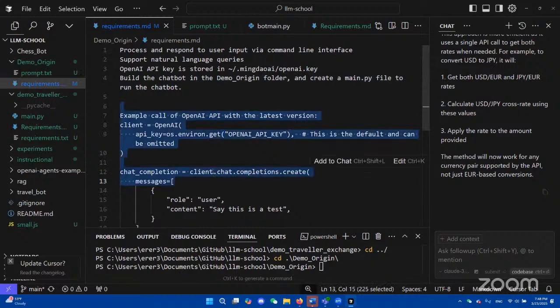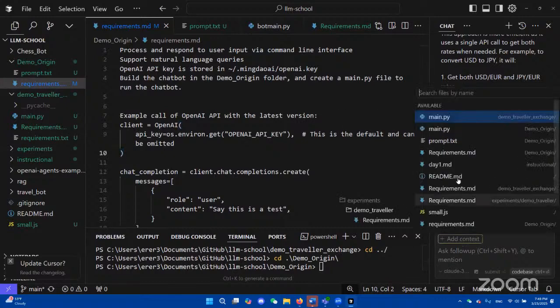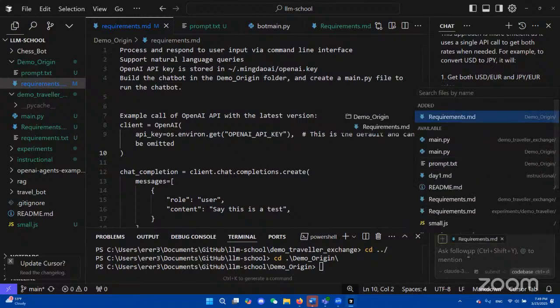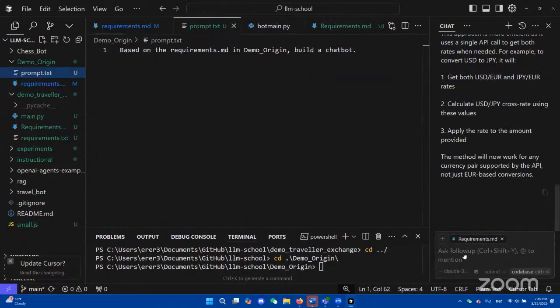I've provided an example call to OpenAI with it, as this is the most up-to-date version of it, so it'll connect correctly with ChatGPT. Now on the right, I have the list of files which I can add as context for the AI, for Claude, to see. I've added this requirements file as context, and I'll be asking it simply to, based on the requirements in this requirements file, build a chatbot.